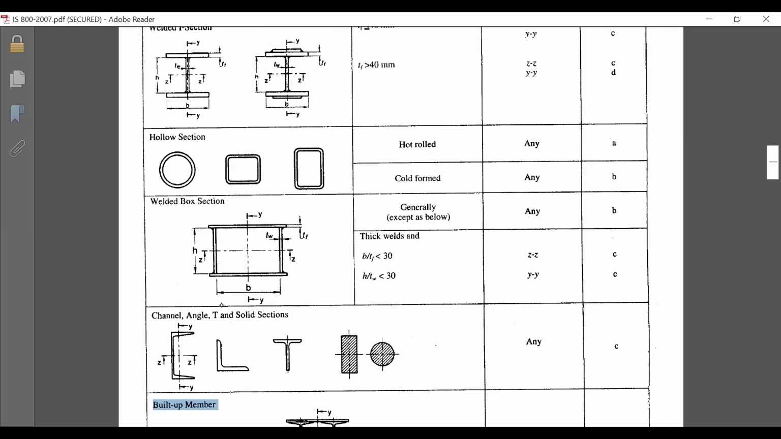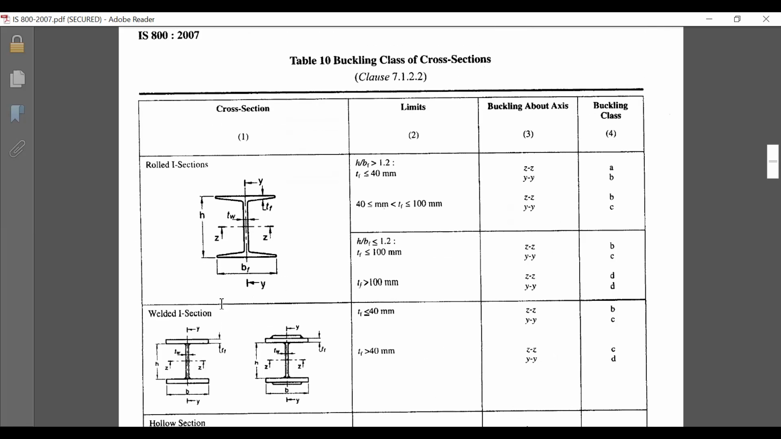Now we know our problem belongs to the I section, right? Rolled steel I section. In rolled steel I section, you again have two types: one is rolled I section and the other one is welded I section. In our problem, they did not talk about whether it's a bolted connection or a welded connection. If nothing is specified, take it as rolled steel I section, which is going to be bolted. If it is clearly specified in the question that the section is a welded section, only then do you have to go for this condition.